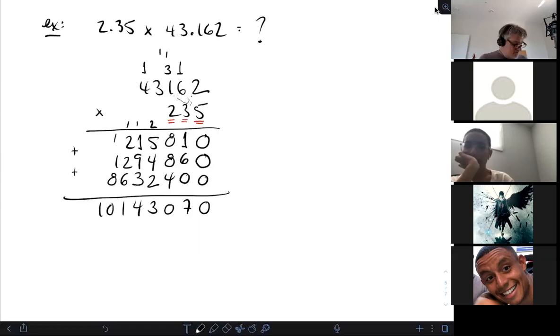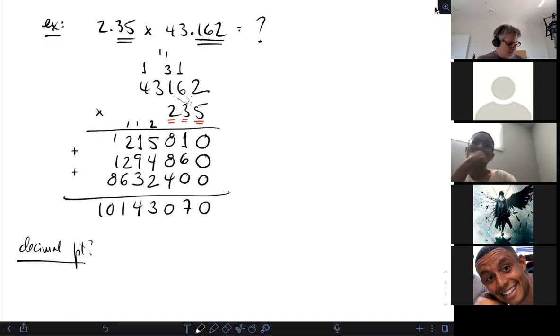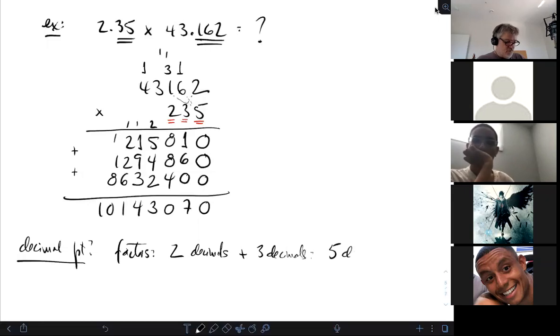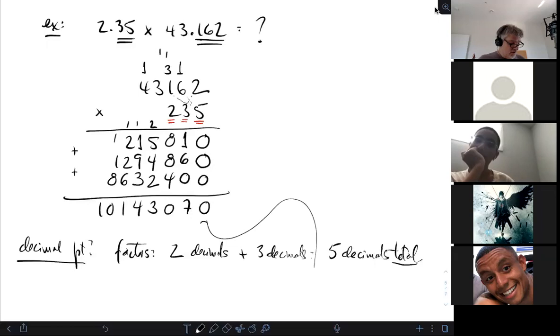So now, very last step, decimal point. Okay. So what do you do? You look at your factors, and you see that you have 2 decimal places plus 3 decimals. That's a total of 5 decimal places. Okay, so you go here, 1, 2, 3, 4, 5. This is where your decimal point is.